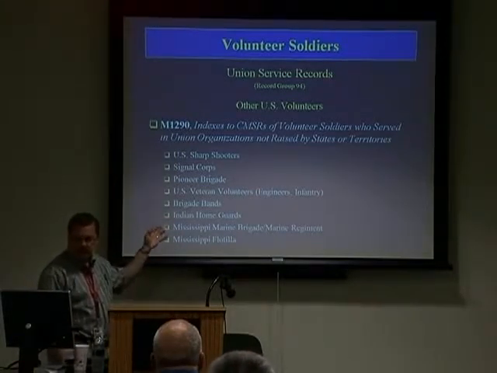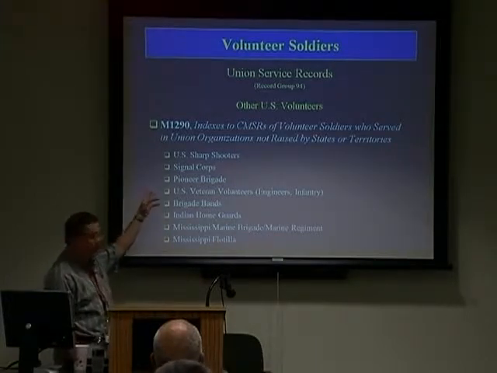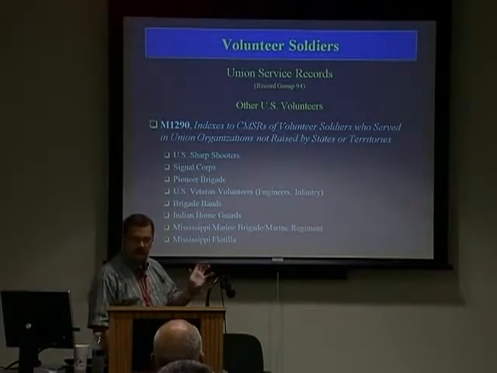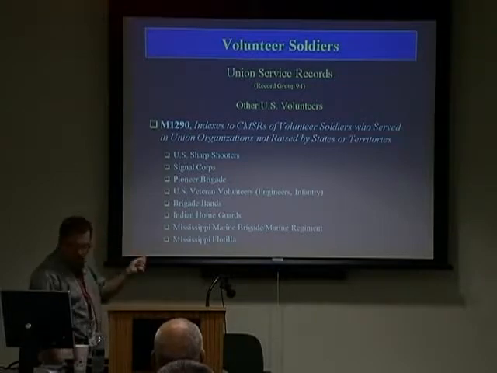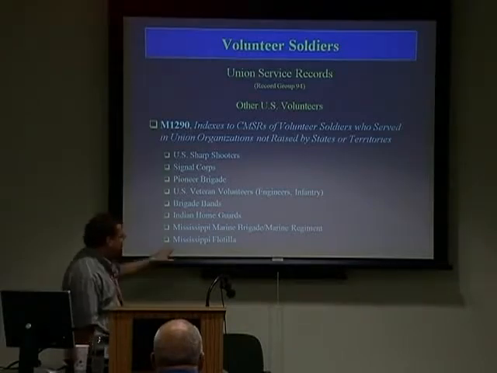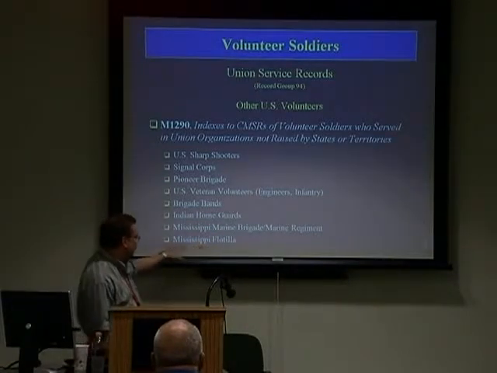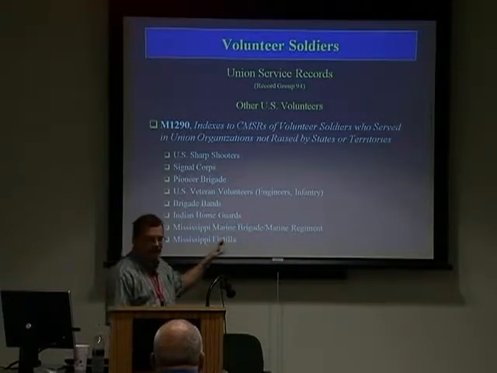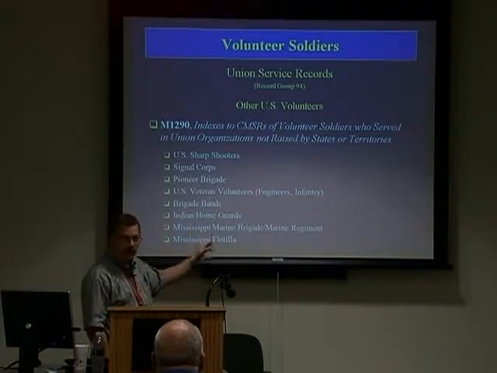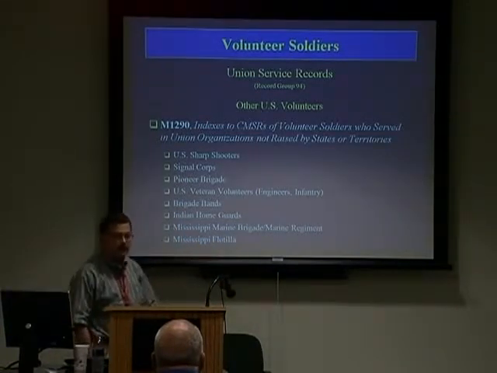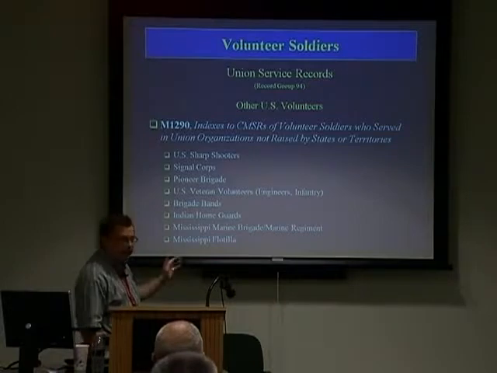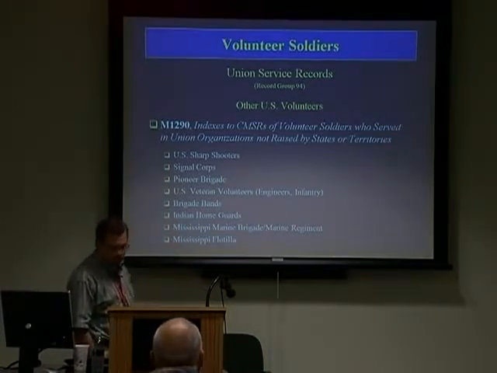Some of these you probably have come across before. Most people are familiar with the U.S. sharpshooters, generally known as Berdan sharpshooters. These are the guys in the green uniforms that most people are generally familiar with. The Signal Corps, Pioneer Corps, Indian Home Guards. These two on the bottom here, the Mississippi Marine Brigade and the Mississippi Flotilla, even though they sound like they should be naval units, they're actually not. These were Army units that were recruited to serve on the river in conjunction with the Navy, but they're actually Army units. So we have compiled service records for individuals who served in all of these types of organizations as well.